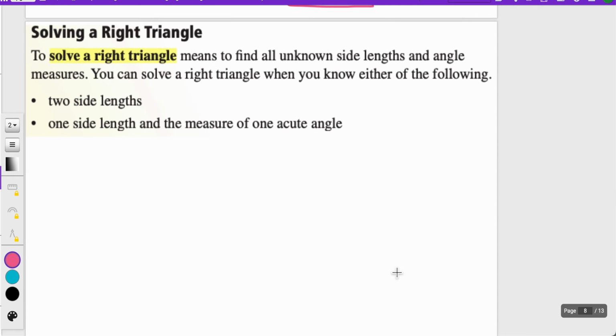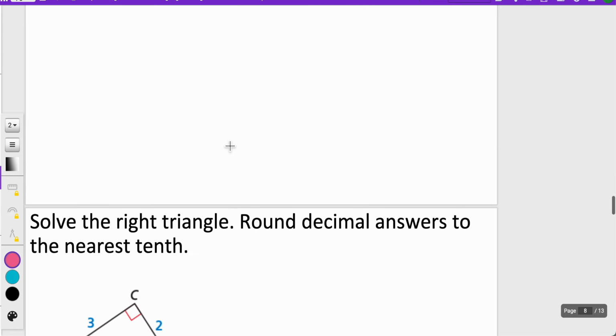The next thing we're going to talk about is solving a right triangle. This is the main event of this lesson. To solve a right triangle means to find all unknown side lengths and angle measurements. You can solve a right triangle when you know either of the following: 2 side lengths, and that just means we would be using a squared plus b squared is equal to c squared. Or if you know 1 side length and the measure of 1 acute angle, that's kind of when we can do our tangents, cosines, and sines, okay?